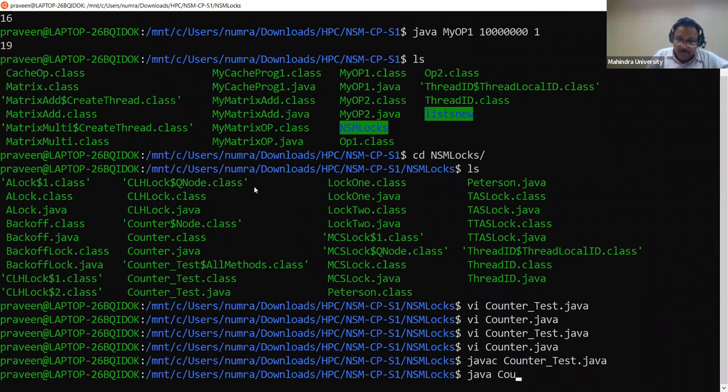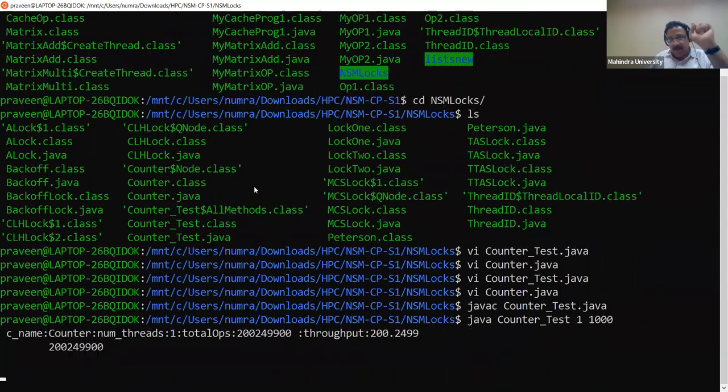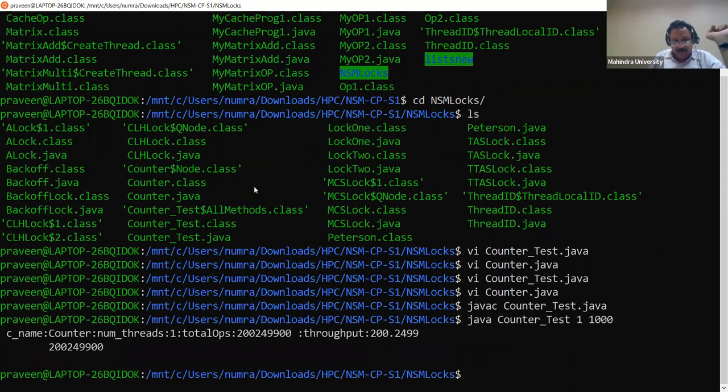Java CounterTest. I use one thread. How much time? 1000 milliseconds. When I use one thread and 1000 milliseconds, one thread performs this many number of operations. How many? Close to 200 million, right? 200 million operations, and throughput is 200 point something. That is millions of operations per second.